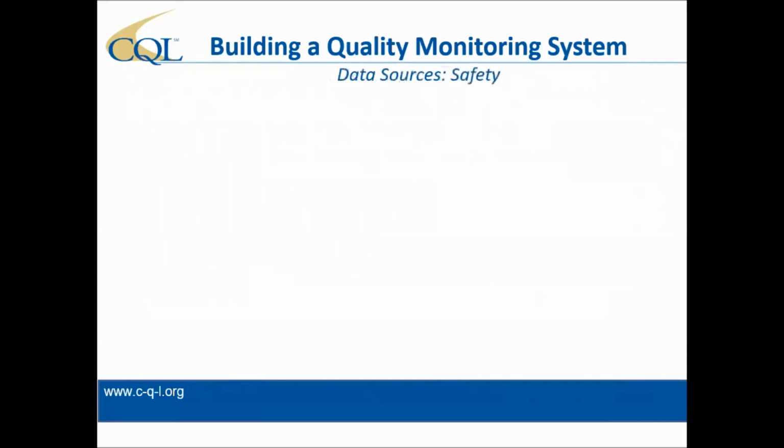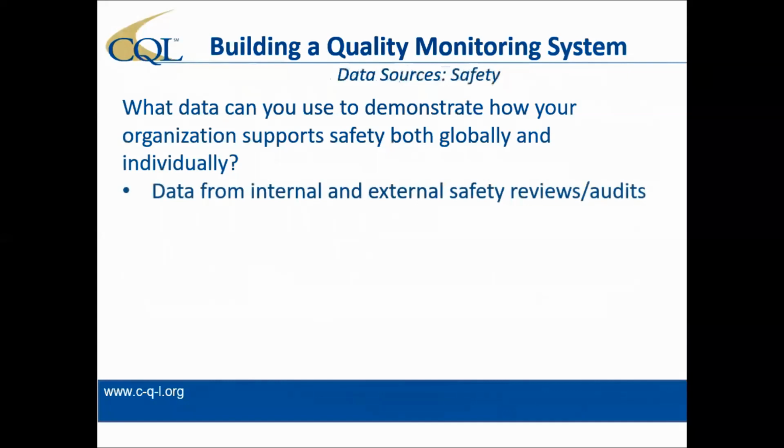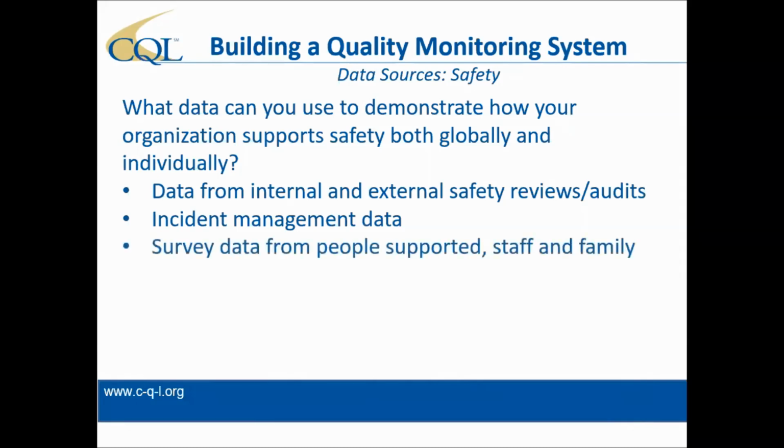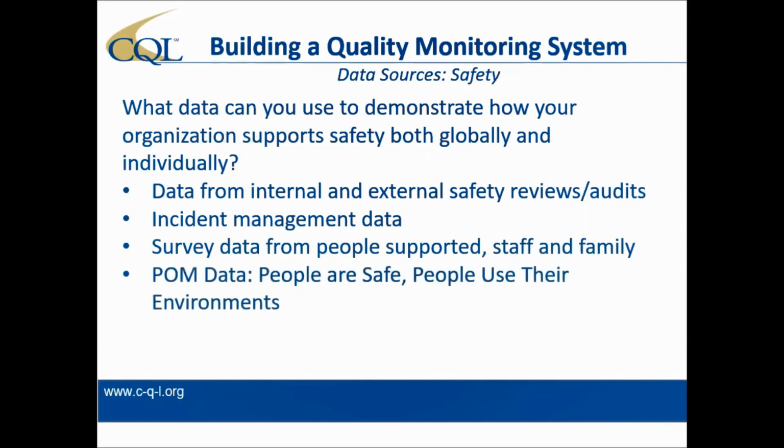Okay, so we're going to have a lot of data to look at in the area of safety. You want to include data from internal and external safety reviews and audits. So any of the internal surveys that you're conducting as an organization, but also surveys that are conducted by external parties. Maybe it's the state surveyors or anybody else who comes in to audit you. That could be included as well. Again, there might be some incident management data that we could look at here, survey data, and of course our personal outcome measures data: people are safe and people use their environments.